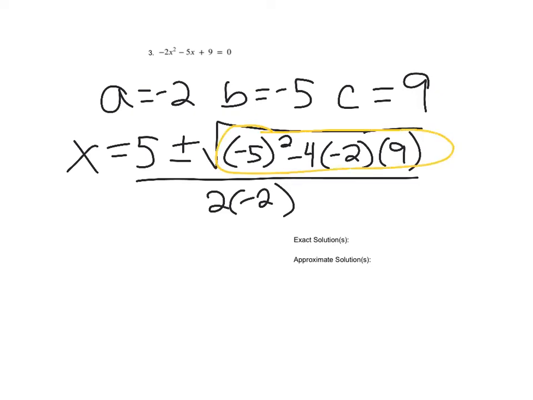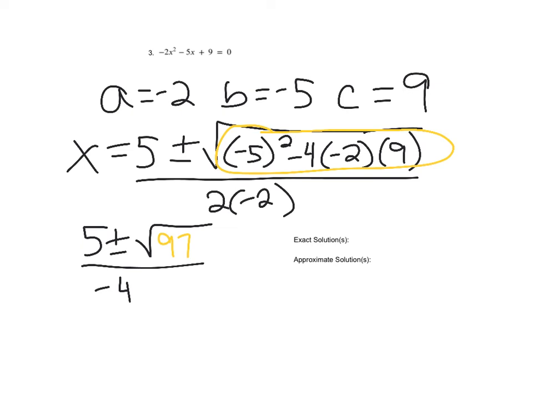Once again, step 1: simplify the discriminant. Type that into your calculator. So (-5) squared minus 4 times -2 times 9, I end up with 97. So I have 5 plus or minus the square root of 97 all over -4.